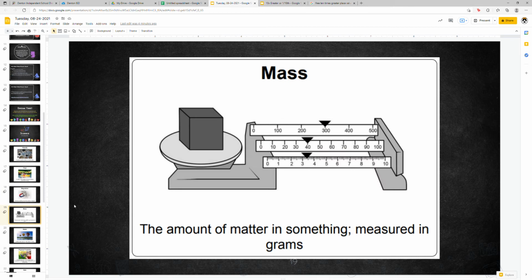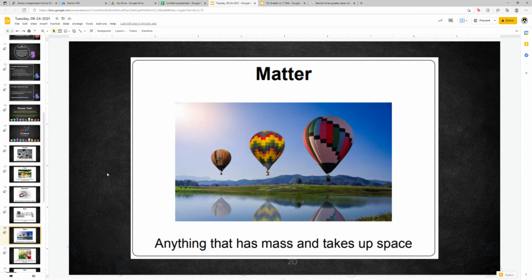Mass is very important for us in science. It's typically measured in grams, but when we are asking about mass, we are talking about the amount of matter in something. We're not necessarily curious about the weight of that item. We just want to know how much matter is in something. Speaking of matter, what is it? Matter is anything that has mass or takes up space, so almost anything.